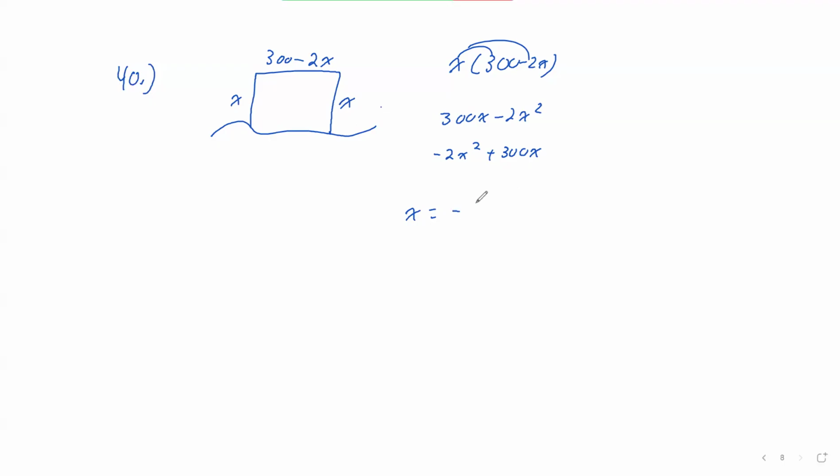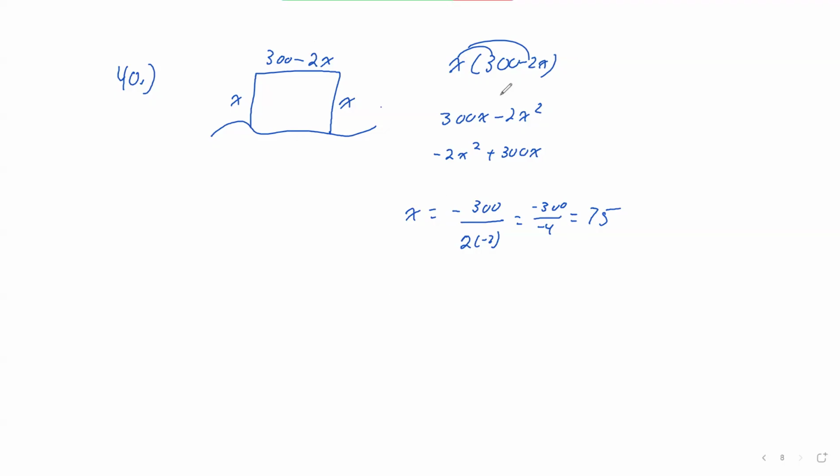So that's going to be negative 300 divided by 2 times negative 2, so negative 300 divided by negative 4. So 300 divided by 4 is 75. So 75 is the length of my side that would maximize my area.